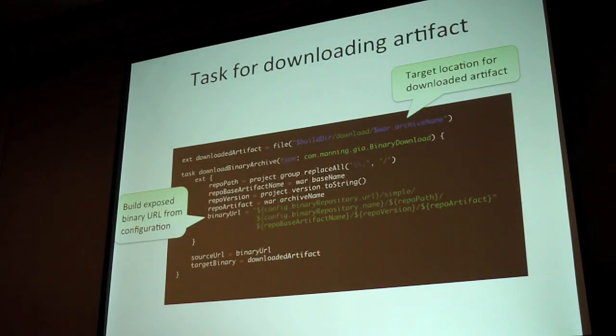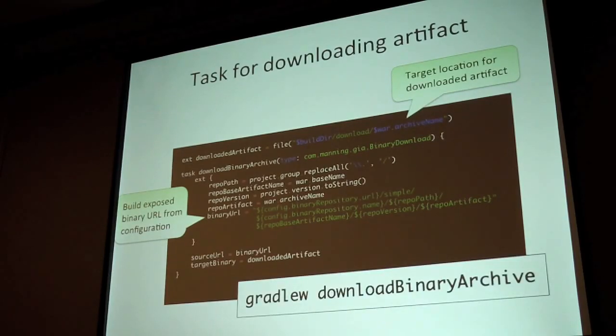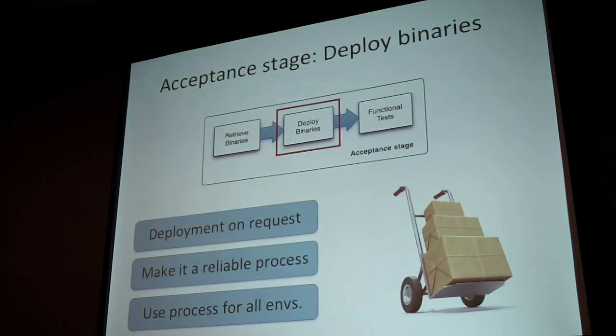One of them is the source URL. That's the URL of your binary repository for that specific version artifact. And then you say the target binary should be downloaded to the property that we set up there. All you need to do then is just run the task. It will be automatically downloaded for you. And then we're basically ready to deploy the binary.